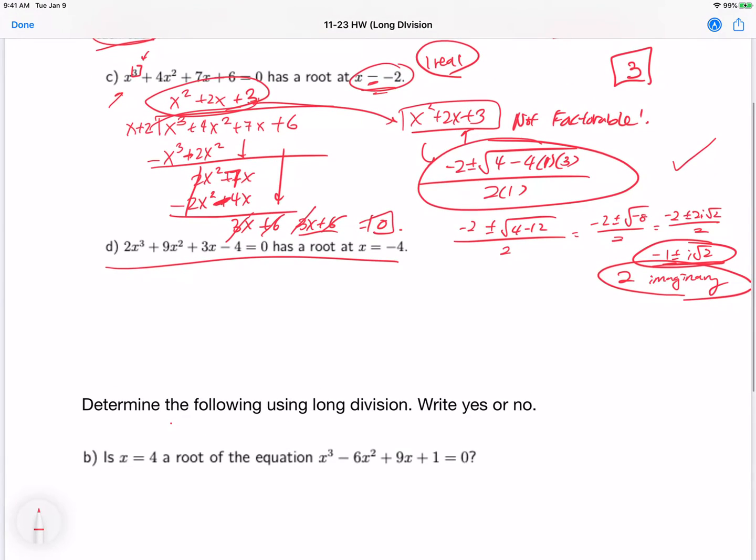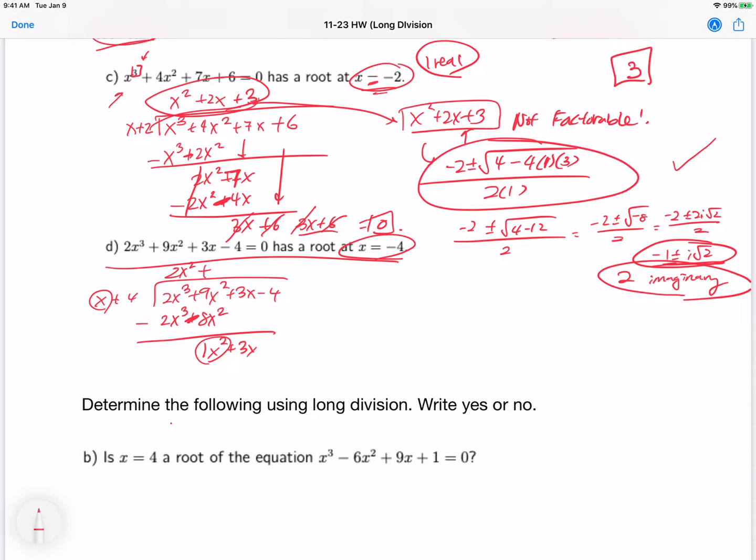All right, so for the next question, we have 2x cubed plus 9x squared plus 3x minus 4 divided by x plus 4, of course, because you need to put the opposite sign. 2x squared, subtract them. How many times can x fit in x squared? Plus x times, of course. And then you subtract these, you get -x, bring down the minus 4, and that becomes -1. So this right here, 2x squared plus x minus 1, is our quotient.